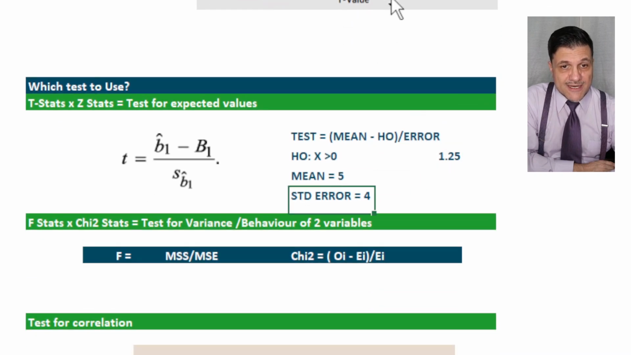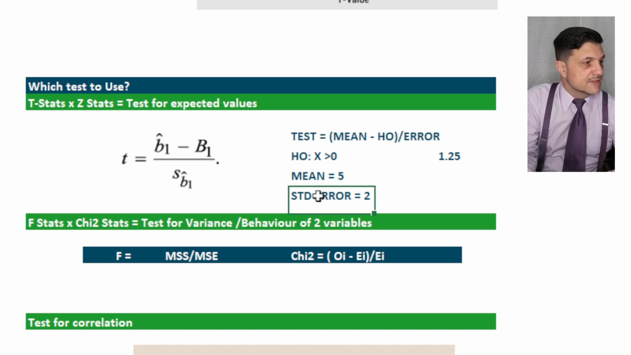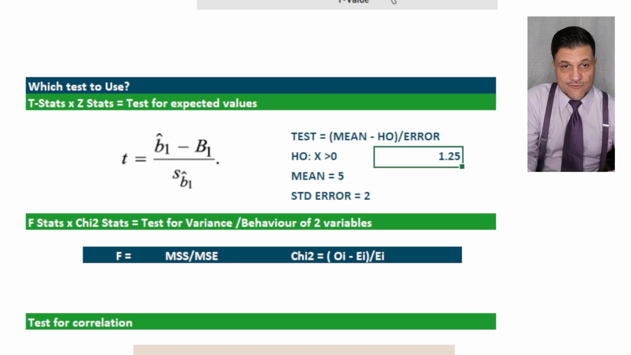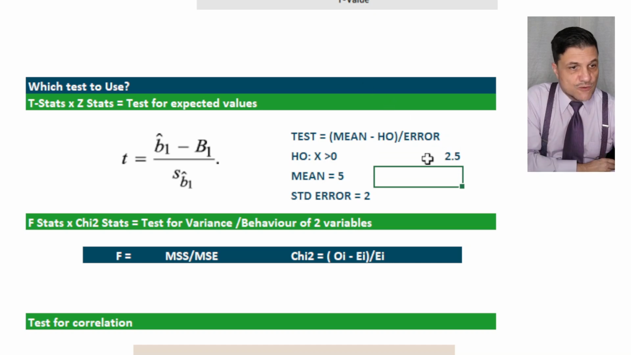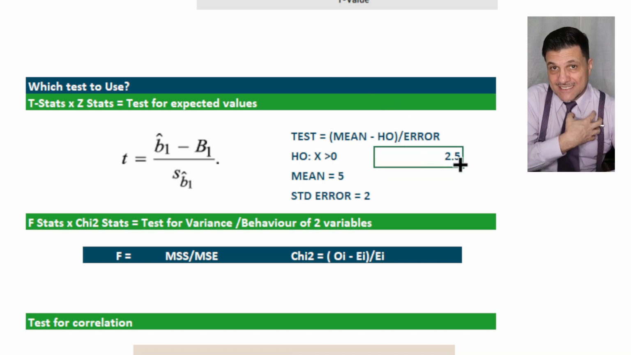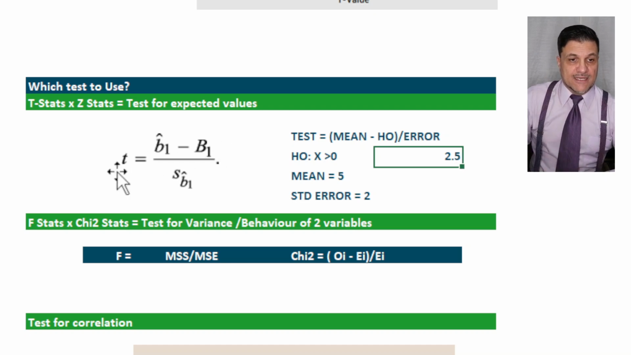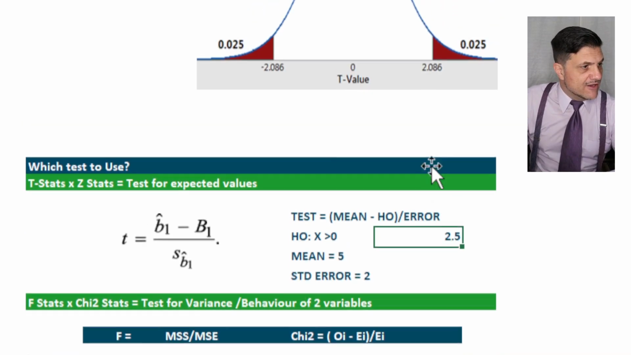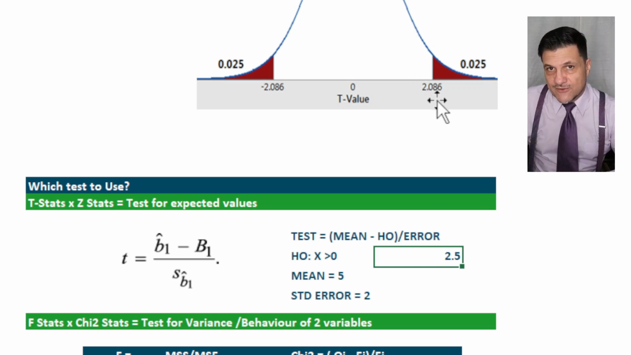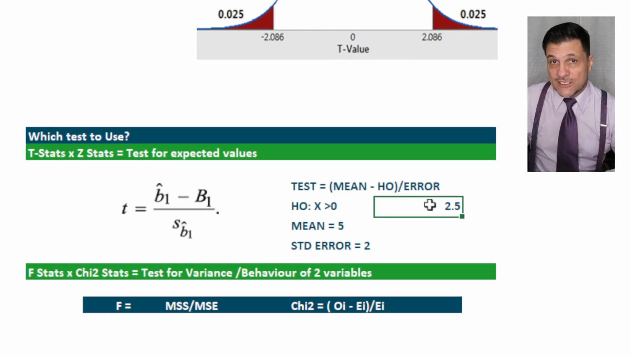Now, what about my standard error? My standard error was 2 instead of 4. So if my standard error was 2 instead of 4, then my number would be 2.5. My test, my T stats, would be 2.5. 2.5 is higher than 2.086, then I would reject.